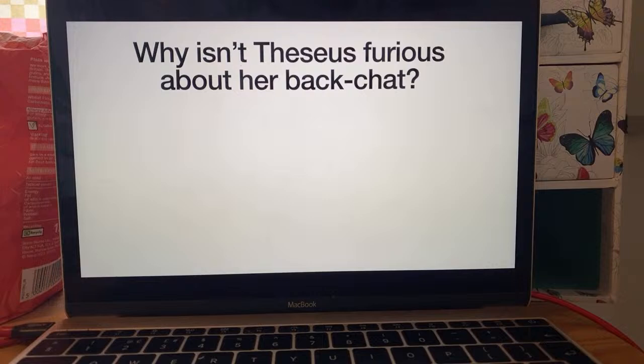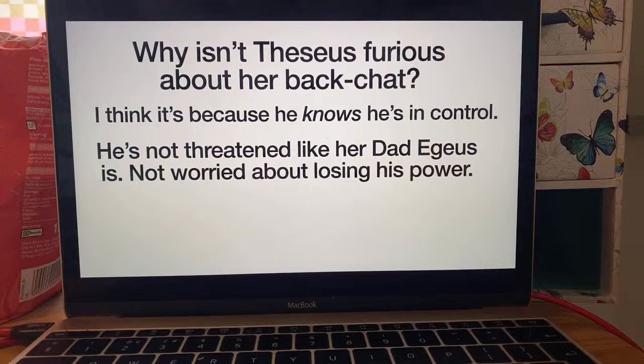So I said, I think it's because he knows that he's in control. He's not threatened like her dad Aegeus is. Aegeus is generally portrayed as being very puffy, red in the face, very frustrated because he's worried about losing his power, right? He's losing control over his daughter. Whereas I think Theseus is perfectly comfortable with the fact that he is in control of the situation. So it doesn't matter if someone's a little bit cheeky because it's not threatening his power.